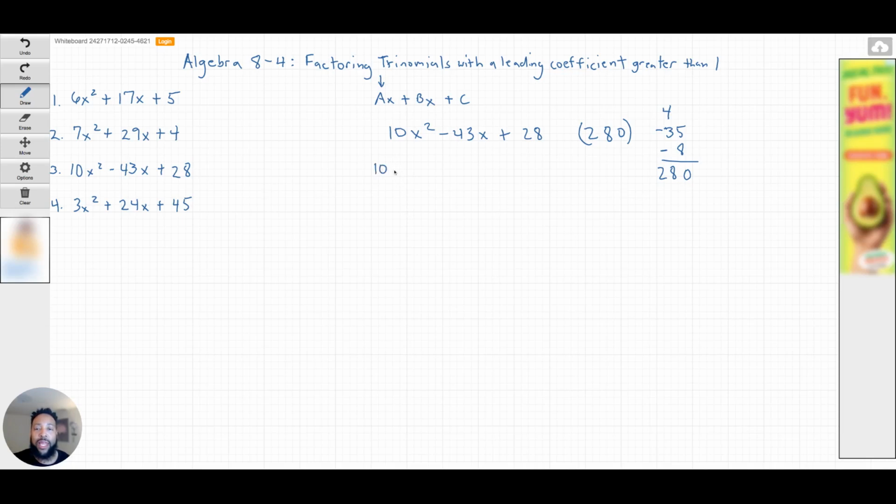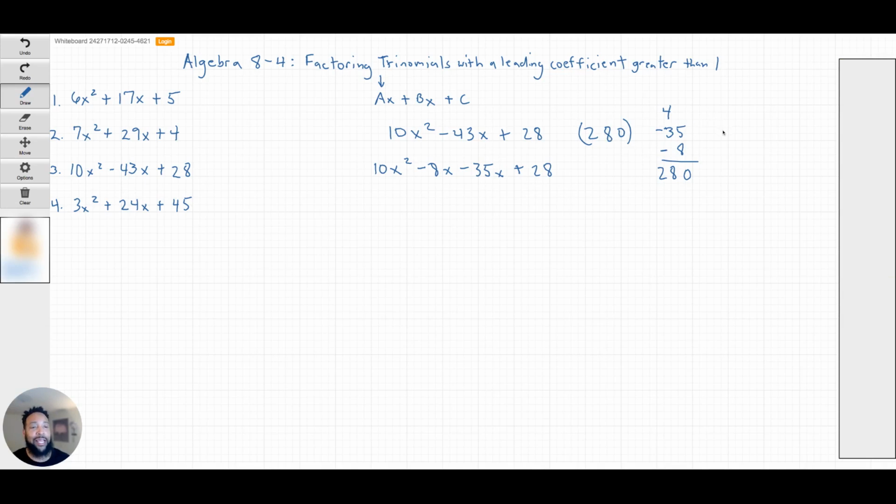So in that case, we're going to represent our negative 43x as negative 8x minus 35x, which gives us our negative 43x plus 28. Now, I was able to guess these numbers on the fly, but what you'd have to do is go down the line and say, okay, we've got 10 and 28. We've got 2 and 140. You'd have to go down the line to figure out what two numbers, when you add them, would give you the negative 43, but when you multiply them, would give you the positive 280.